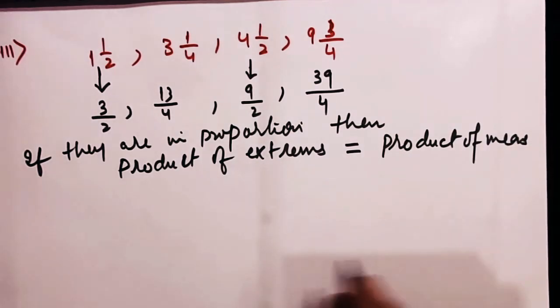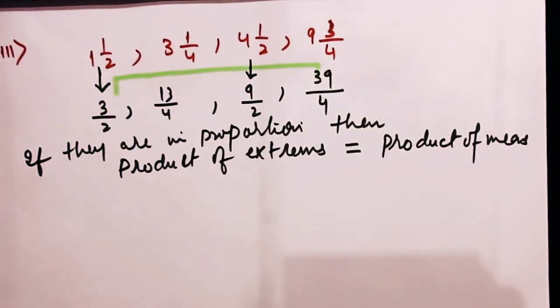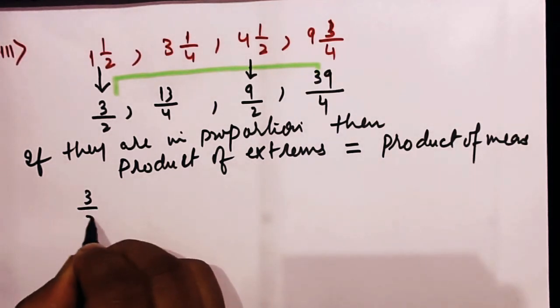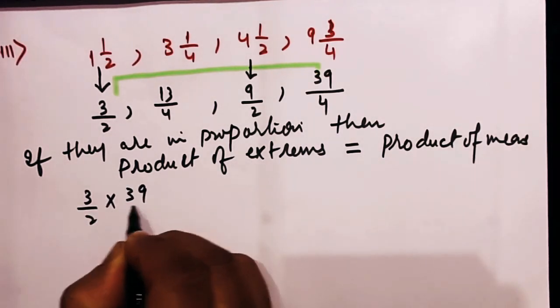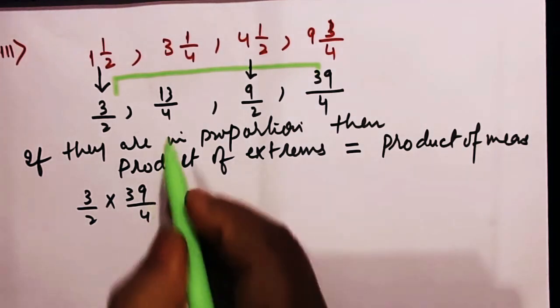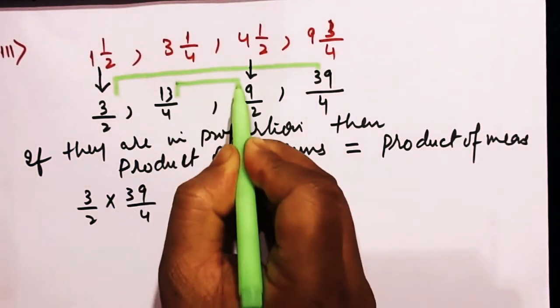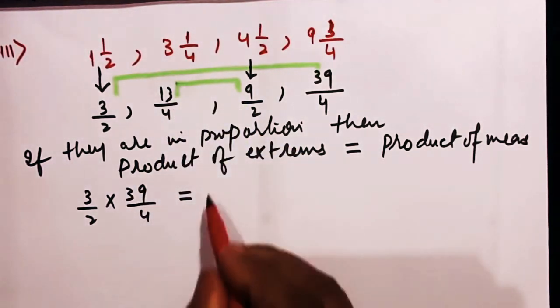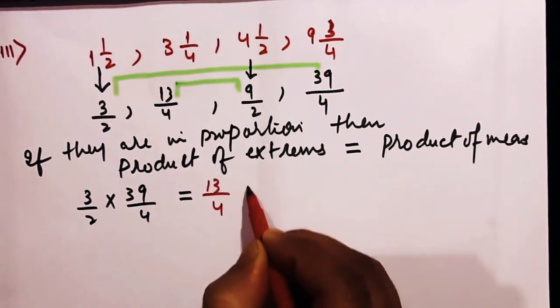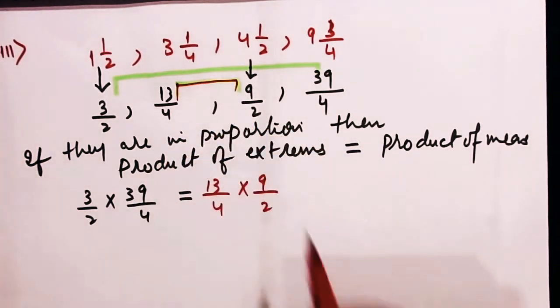then the product of extremes should be equal to the product of means. Write it beautifully. So here the extremes are 3 by 2 and 39 by 4. So I am going to write 3 by 2 times 39 by 4. This should be equal to 13 by 4 and 9 by 2.